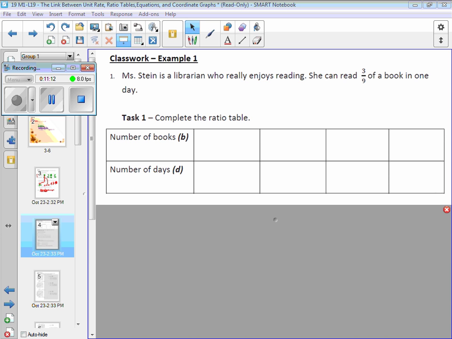I'm curious to see how you set up your ratio table for this. I'll read it out loud to you. Ms. Stein is a librarian who really enjoys reading. She can read 3/9 of a book in one day. 3/9 of a book in one day. I'm curious to see how you're going to float that in your ratio table.